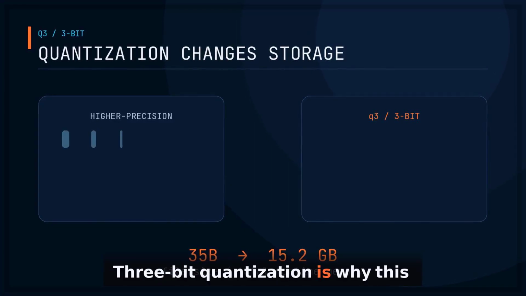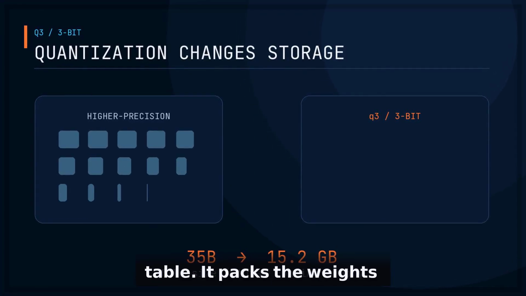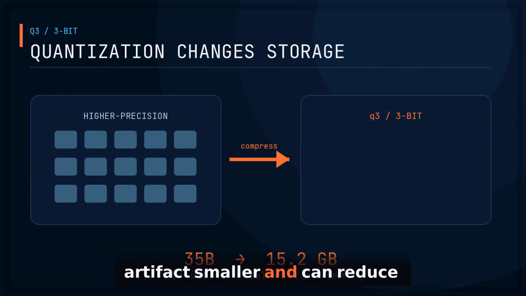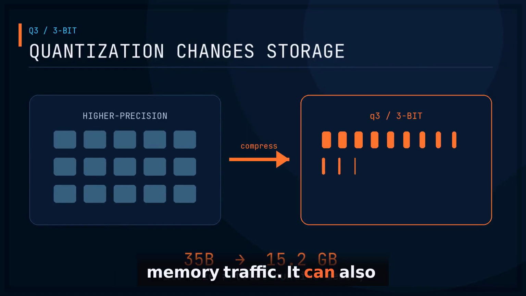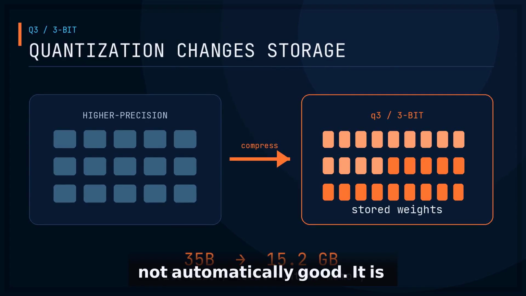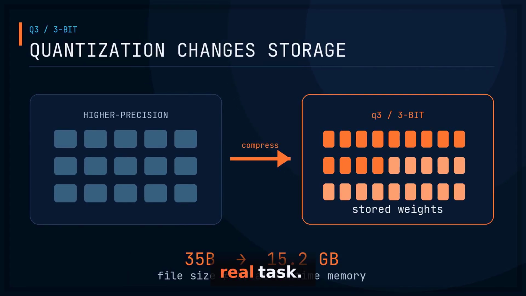3-bit quantization is why this test is even on the table. It packs the weights more aggressively. That makes the artifact smaller and can reduce memory traffic. It can also lose useful detail. Smaller is not automatically good. It is a trade that has to earn its result on a real task.